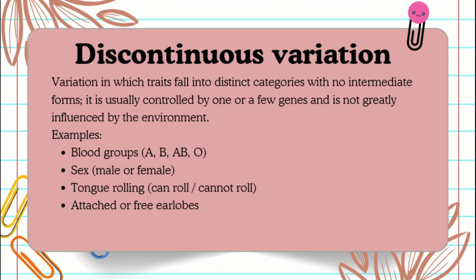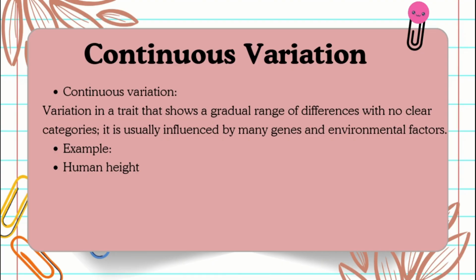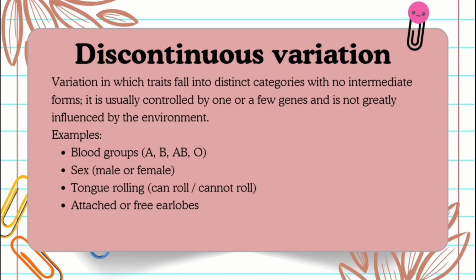Then you have discontinuous variation, which has clear-cut categories with no intermediate. Basically this means either you are or you aren't. It's either you have it or you don't. In continuous variation, there was room for ambiguity, meaning that somebody might be 5'1", 5'2", or 5 point something. There's no clear-cut category to say, okay, you have to be this or you have to be that.